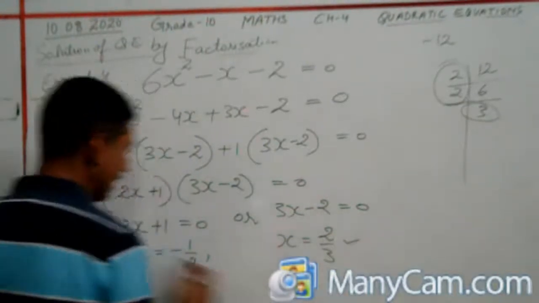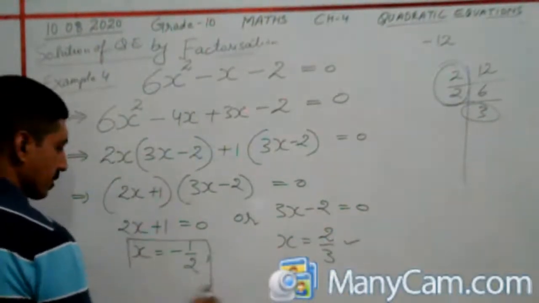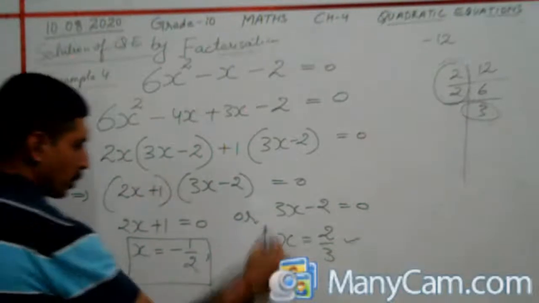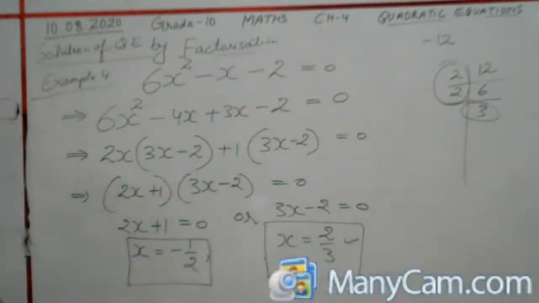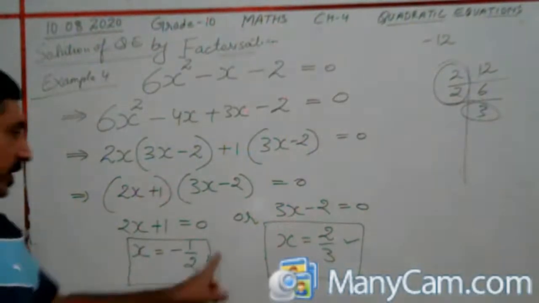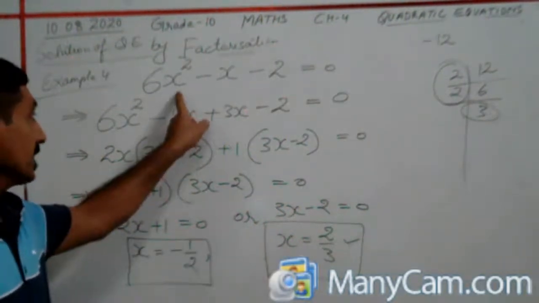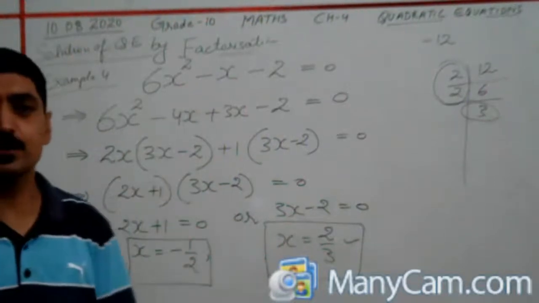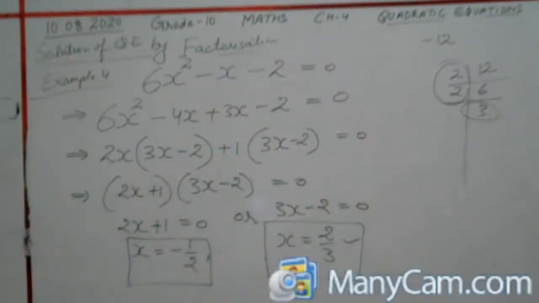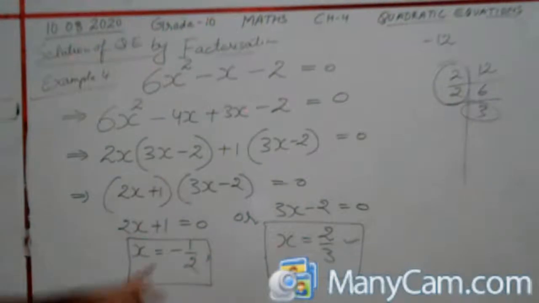And similarly, in the same way, we can substitute the value of these roots here in the equation, and we will find the value 0. Right? So here one value is minus 1 by 2 and another is 2 by 3.